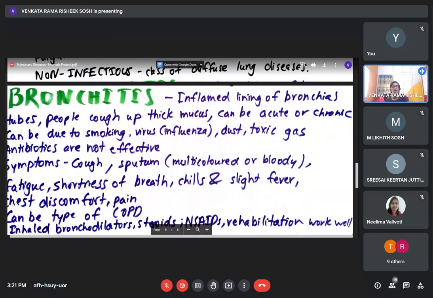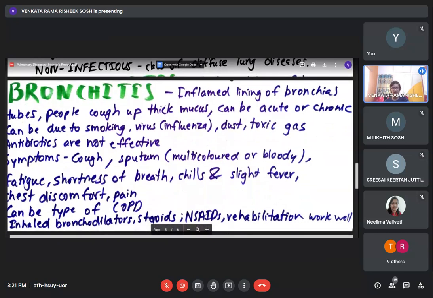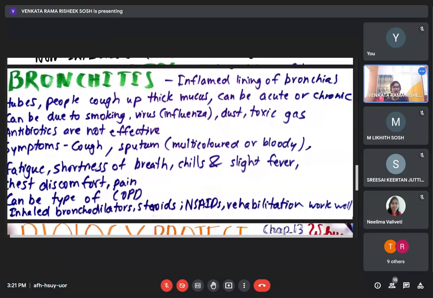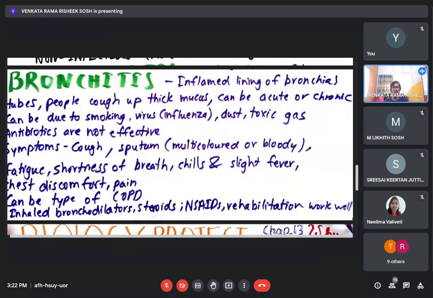Finally, bronchitis is the inflamed lining of the bronchial tubes, and the symptoms are coughing up thick mucus, which is multicolored or has small signs of blood. It can be acute or chronic. Chronic is very dangerous, whereas acute subsides in some time. It can be due to smoking, viruses such as the influenza virus, dust and pollution, and exposure to toxic gases.